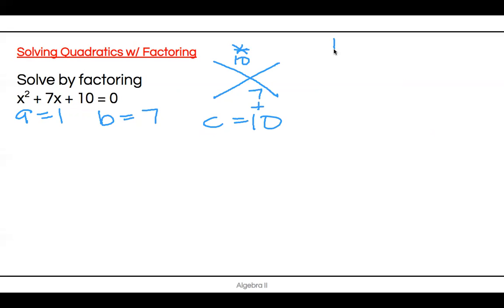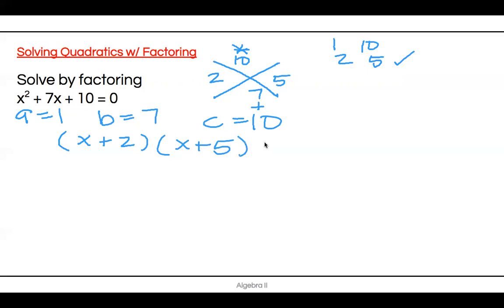So what multiplies to give me 10 and add to give me 7? I'm going to start with 1 and 10. Does that give me 7? No. 2 and 5. Does that give me 7? Yes. So my two numbers are 2 and 5. So when I factor, I'm going to have x plus 2 times x plus 5. And this now is equal to 0.